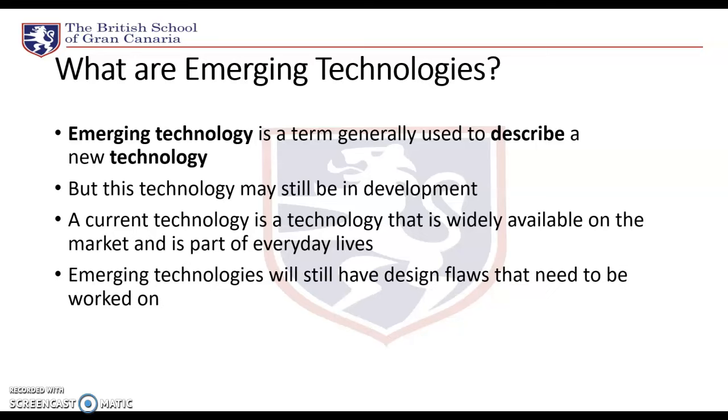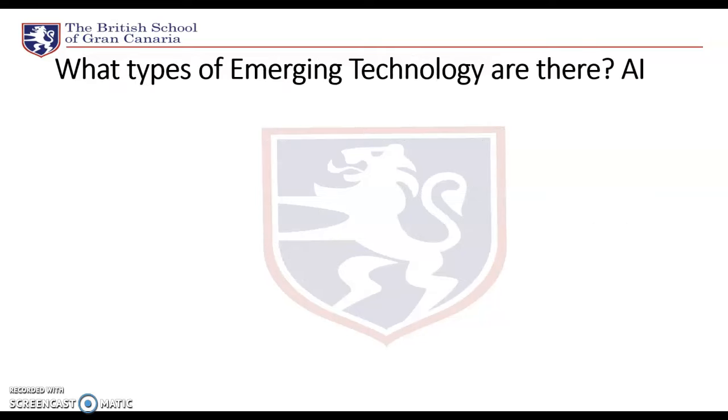So as I said, these emerging technologies will still have design flaws that need to be worked on. They could be too big, they could be too heavy, maybe the battery life isn't very good and they take several hours to recharge. They could be just simply unreliable at the moment, and maybe the graphics are not that good, and so on and so forth. So what we're going to look into is what types of emerging technology there are.